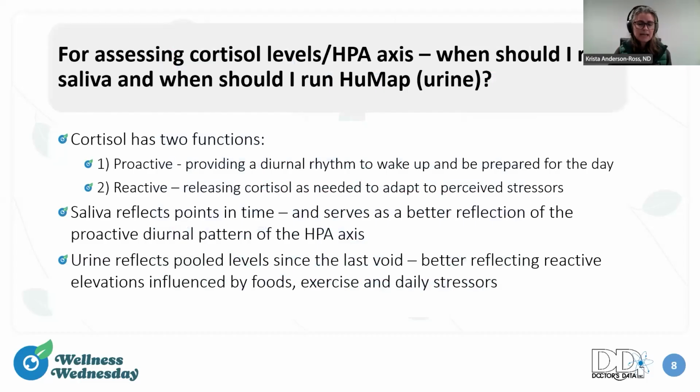And when assessing HPA axis, when should you run the HuMap and when should you run saliva? Well, cortisol has two functions: proactive, so it provides a diurnal rhythm to instigate waking up and preparing for the day. And it also has a reactive function where it releases cortisol as part of the stress response to adapt to perceived stressors. Saliva is reflective of individual points in time in a diurnal rhythm, whereas urine better reflects a reactive cortisol spike since the last void or the overall cortisol load. And we'll see some better pictures of that coming up.